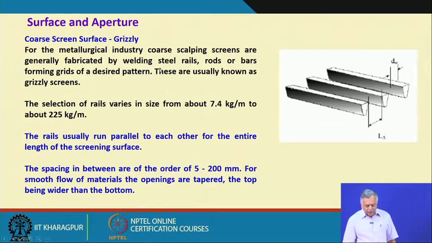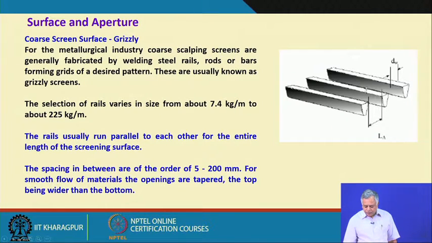So, for the metallurgical industry, coarse scalping screens are generally fabricated by welding steel rails, rods or bars, forming grids of a desired pattern. These are usually known as grizzly screens. Like you see, they are like steel rails, placed in parallel, so that when the material falls on top of this, that is the aperture size. This is the dimension of the aperture, that is the length of the aperture. The dw is the width of my screen surface.